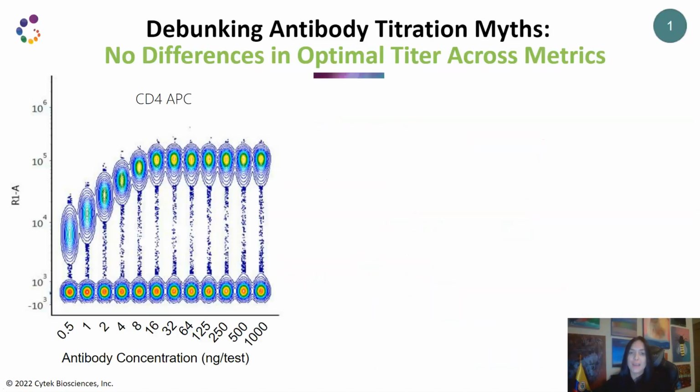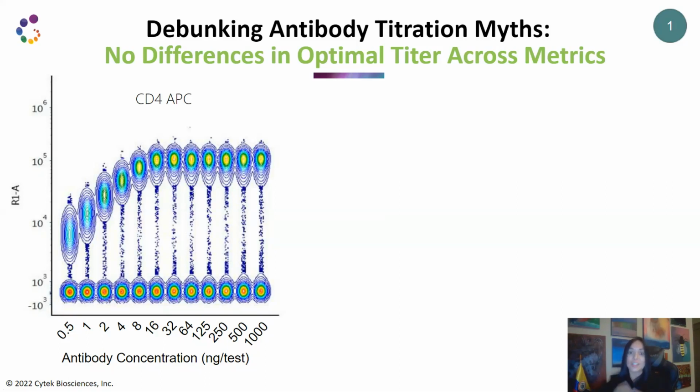So let's go back to CD4, but this time with an APC conjugate. We're seeing some difference from what I was showing you before with the BYG dye. In this case, APC is a dimmer signal, so the positives are at a lower intensity. All of the concentrations can separate the positives, but we can see where, around 16, that plateau is, we are in that saturation phase.